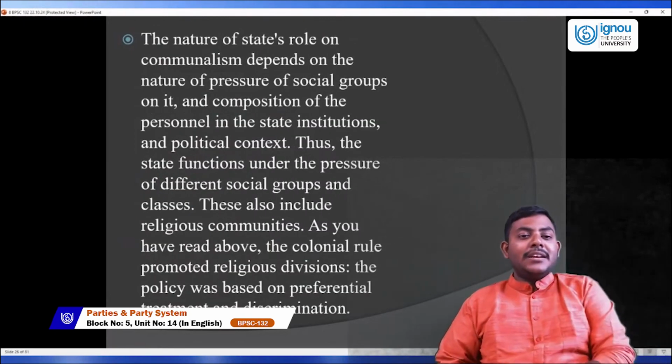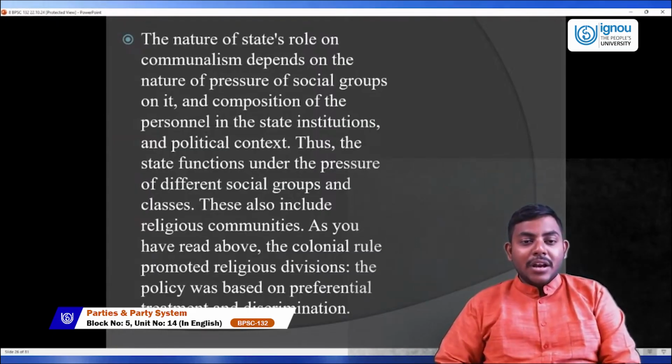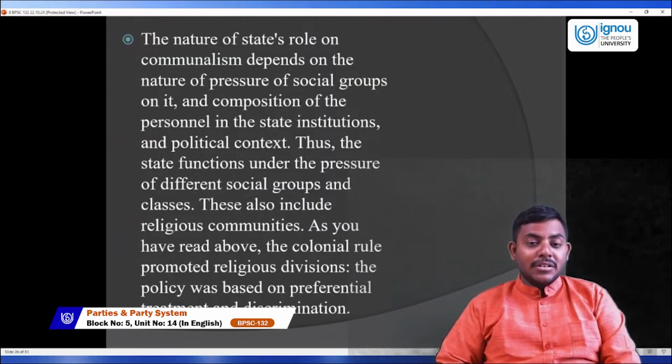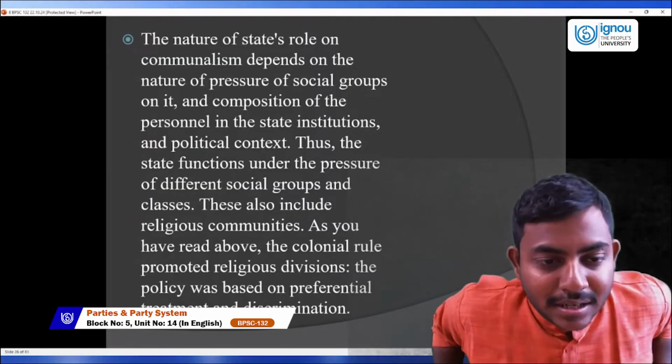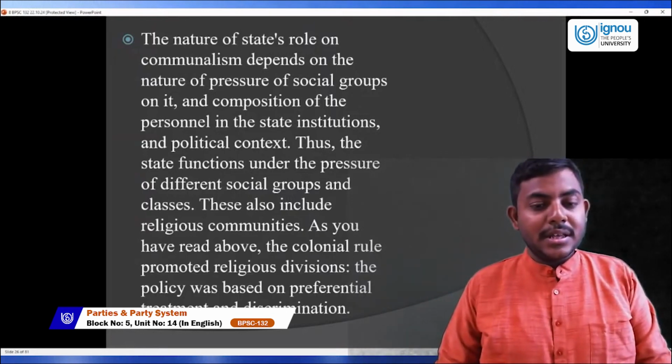It can also play a partisan role in communal politics. The nature of the state's role on communalism depends on the nature of pressure of social groups on it, the composition of the personnel in state institutions, and the political context. Thus, the state functions under the pressure of different social groups and classes. These also include religious communities.